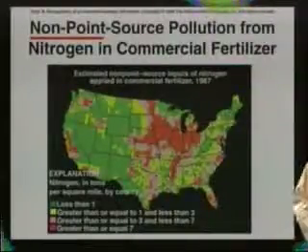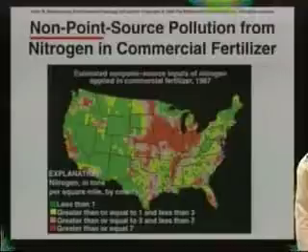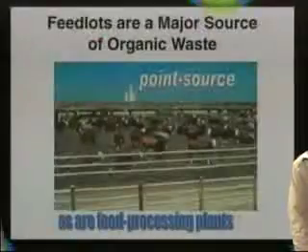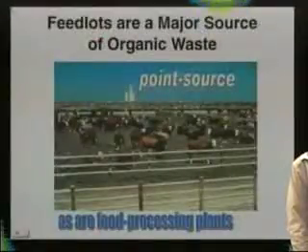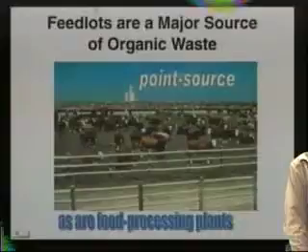Here's a map from your text of non-point source pollution. All right, so I need to go back to that one. I went through that a little fast on this last one. Okay, feedlots and food processing plants would be considered point source types of pollutants for organic waste.